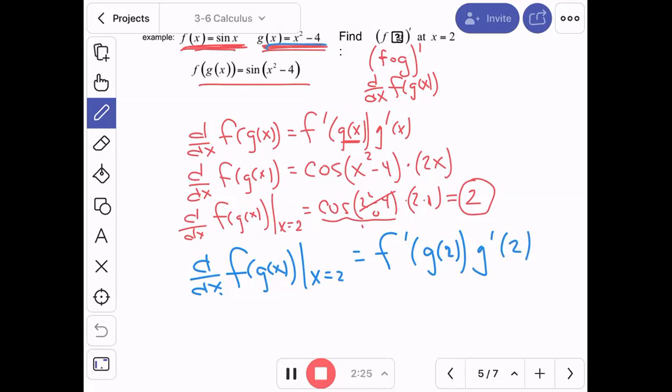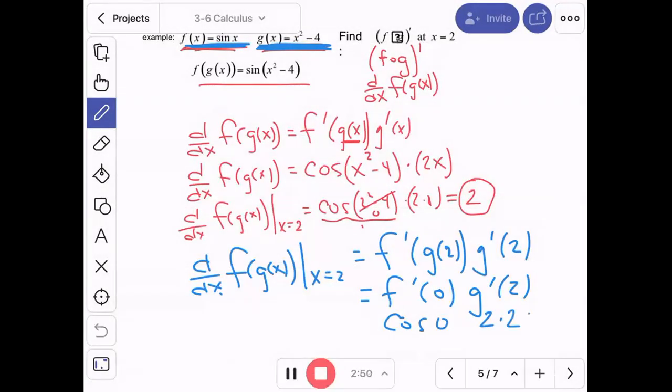Well, go up to the original. What is g of 2? g of 2 is 2 squared minus 4, that's 0. So now I need the derivative of f at 0. Well, what's the derivative of f? That's cosine, so that's cosine of 0. The derivative of g at 2? Well, the derivative of g is 2x, so that's 2 times 2.